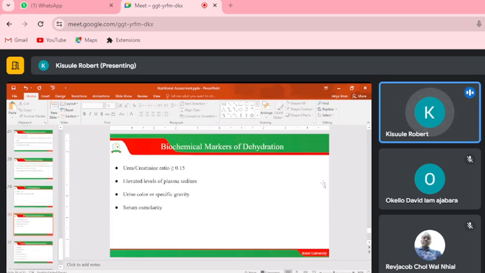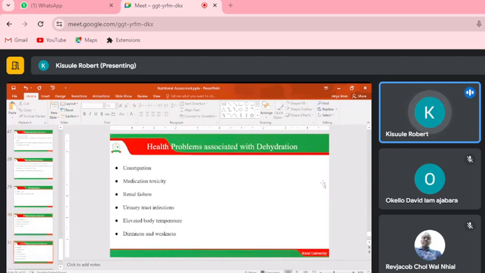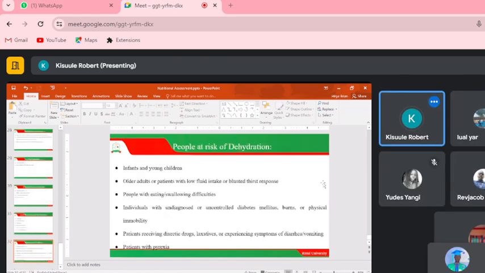Biochemical markers for dehydration: urea creatinine ratio greater or less than 0.15, elevated levels of plasma sodium, urine color or specific gravity, serum osmolarity. And for health problems associated with dehydration, we have constipation, medication toxicity, renal failure, urinary tract infections, elevated body temperatures, and dizziness and weakness.